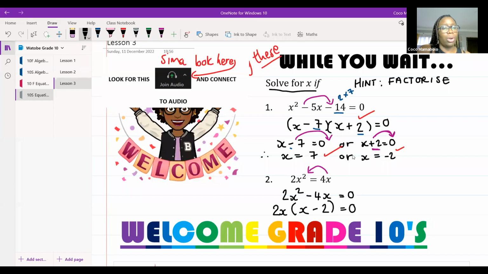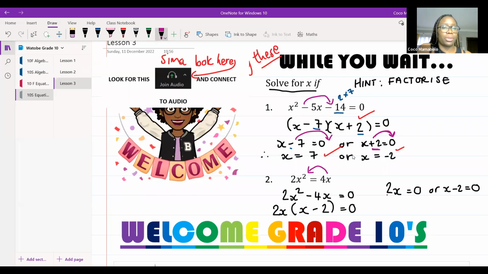That's it, is equal to 0. Now I've got 2 things multiplied to 0. So I'm going to make each of them equal to 0. I'm going to go 2x is equal to 0, or x minus 2 is equal to 0. And then I can solve for x.